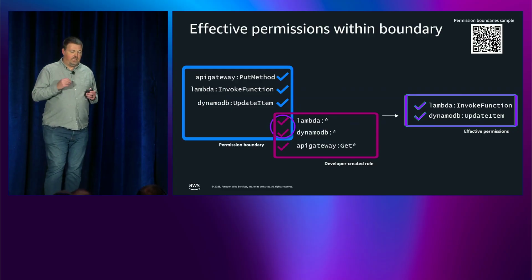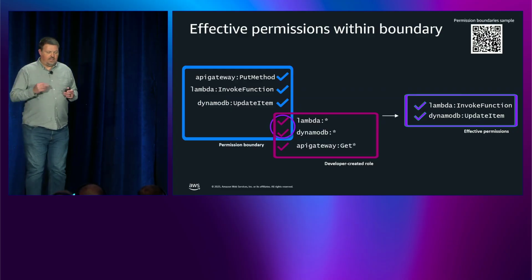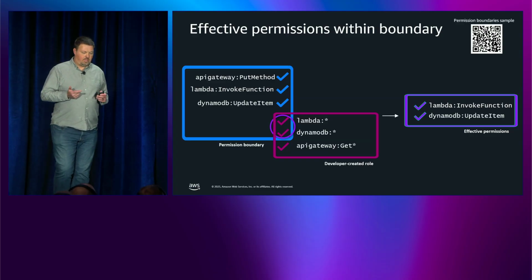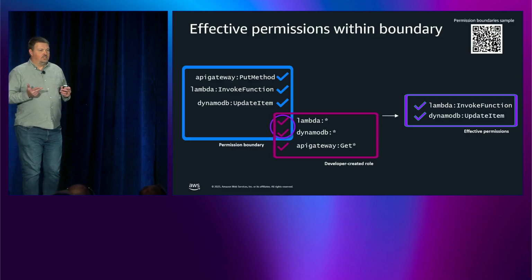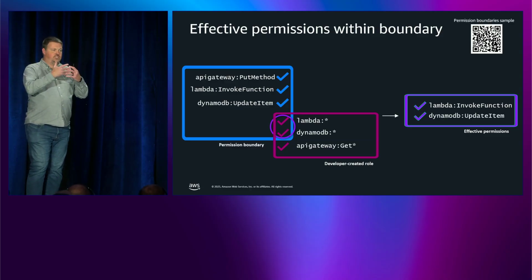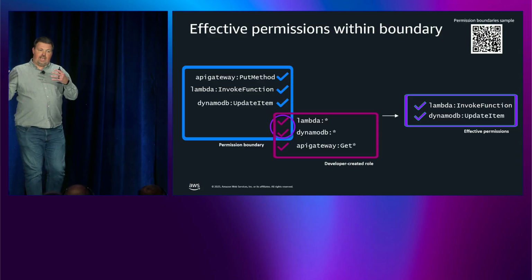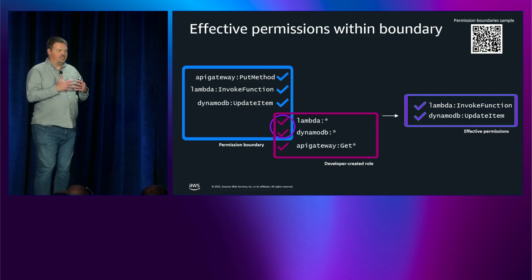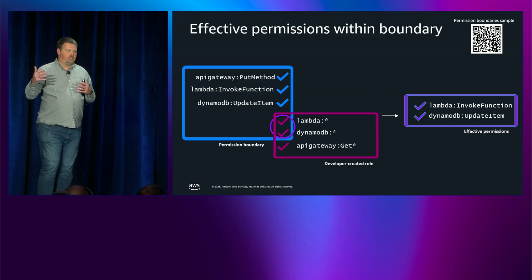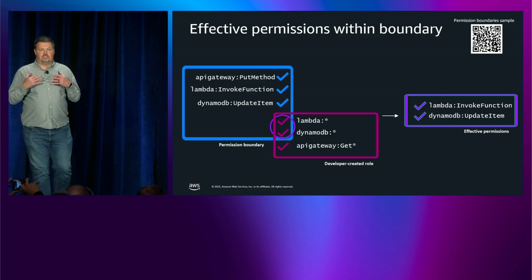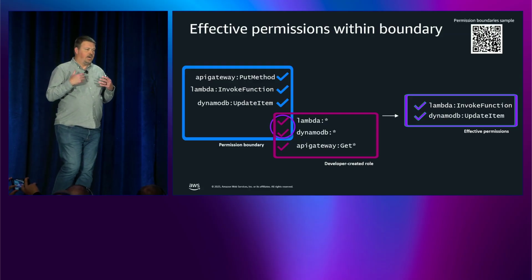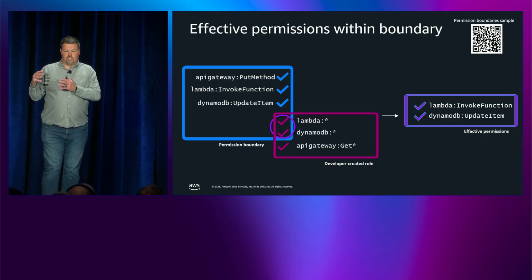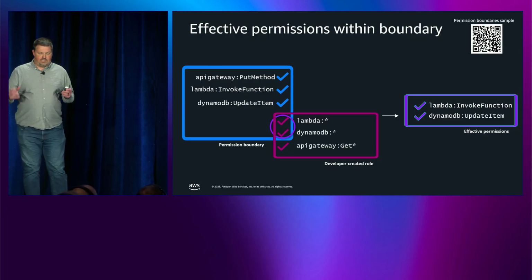They can actually put a permission boundary in place that only gives me access to Lambda invoke function and DynamoDB update item and API Gateway put method. So you can see effectively when I bring these two, the permission boundary and the policy that I put in place, together, the actual effective permissions is just Lambda invoke function and DynamoDB update table. So even though I've given myself some wildcard permissions to move fast, using that permission boundary actually scopes what I have access to down very tightly.